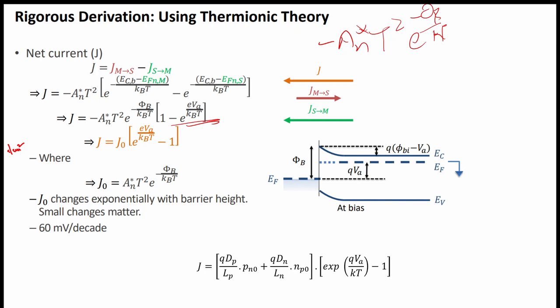On what parameters does this depend? This depends on the Richardson constant, the temperature, and this barrier height. Most importantly, this will always be constant at a constant temperature. We can say this is J naught, which is always constant, and further it depends on the applied potential, whatever potential we are applying.